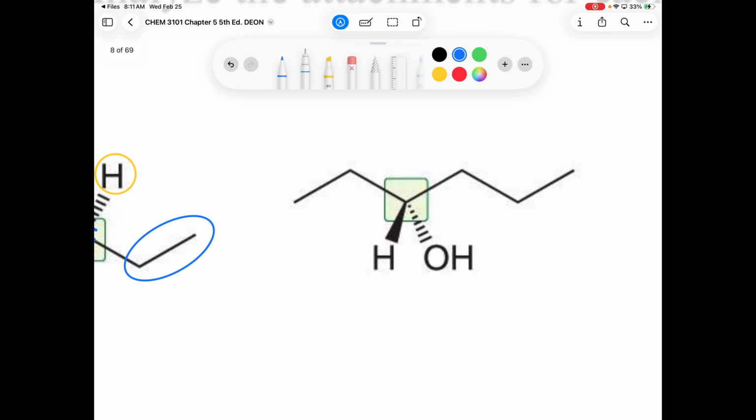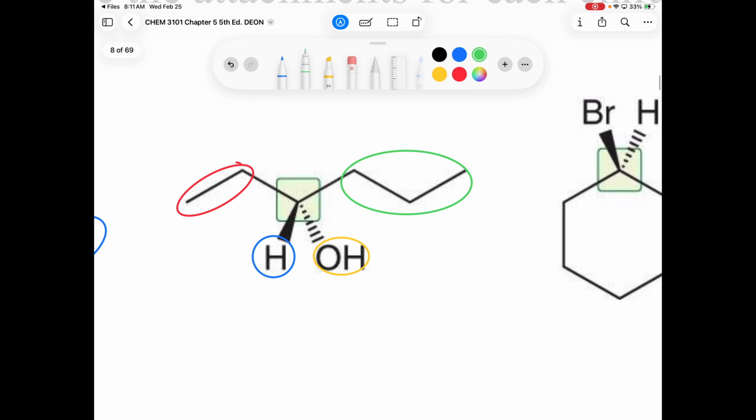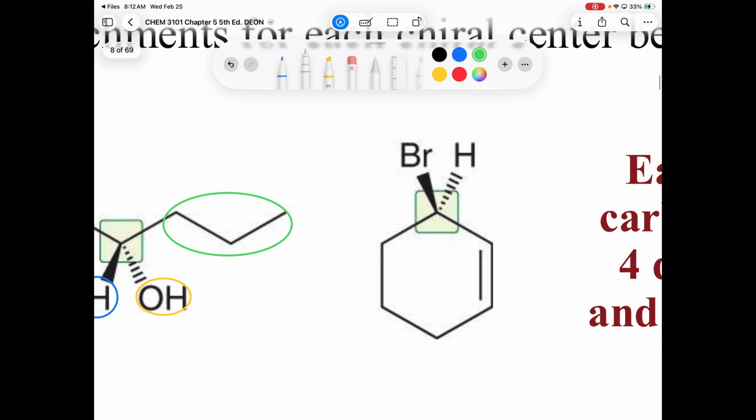Now, if you look at the next one, I'll go a little bit faster. We have the proton, the hydrogen, and a hydroxyl. Those are certainly different. Here, you just identified this a second ago as being an ethyl group. And here we have a propyl group. Ethyl and propyl are not identical. 4 different groups. You're going to train your eye to recognize this very quickly. You will, and you're going to get good at it too. Take a look at the last one.